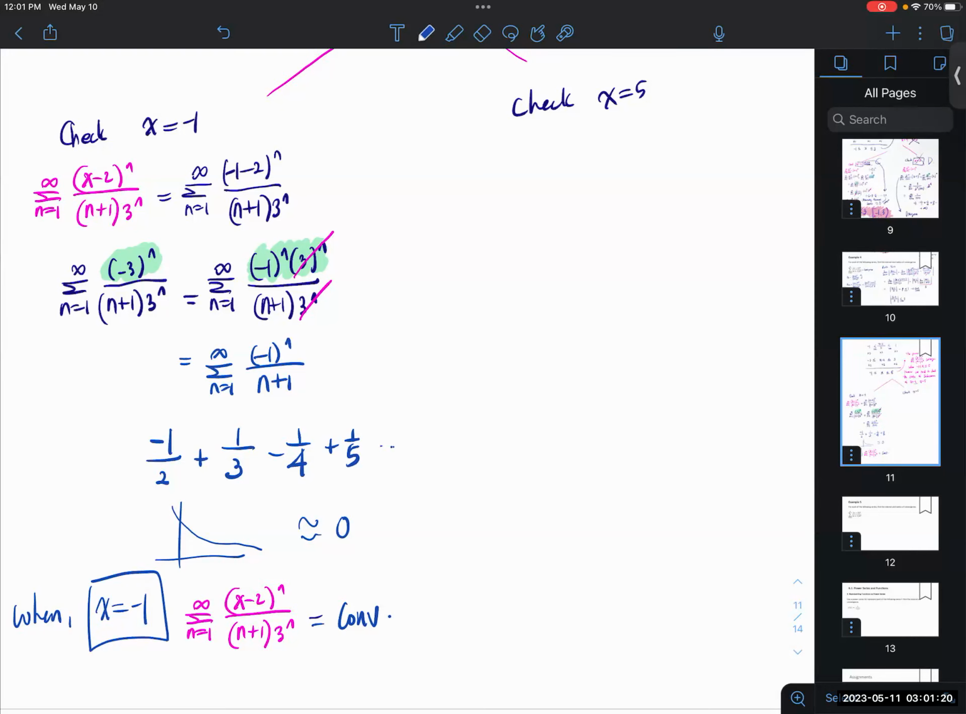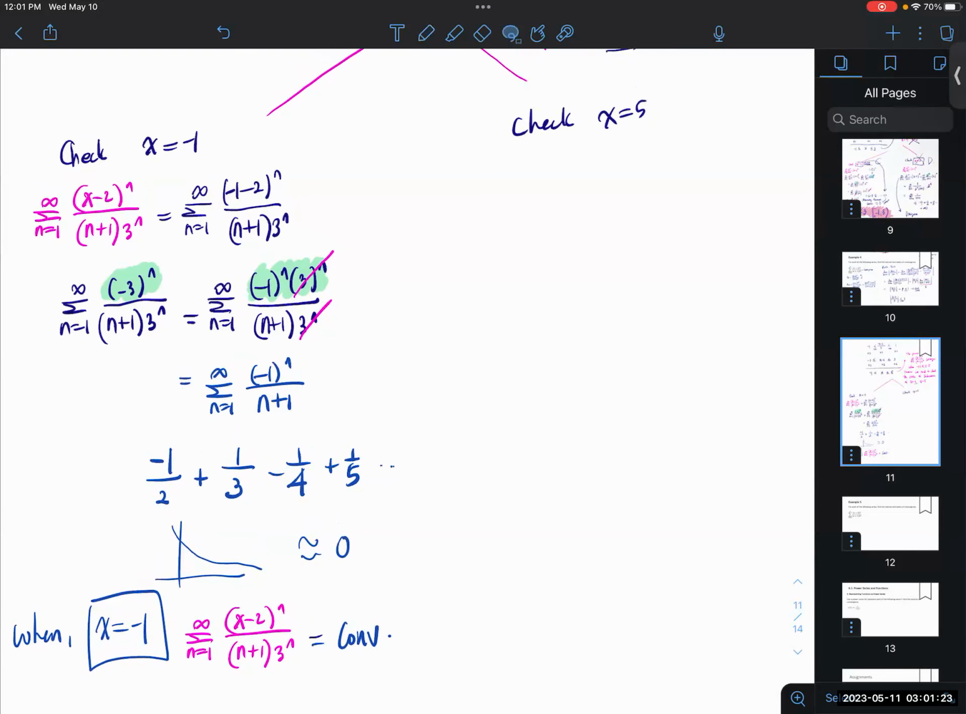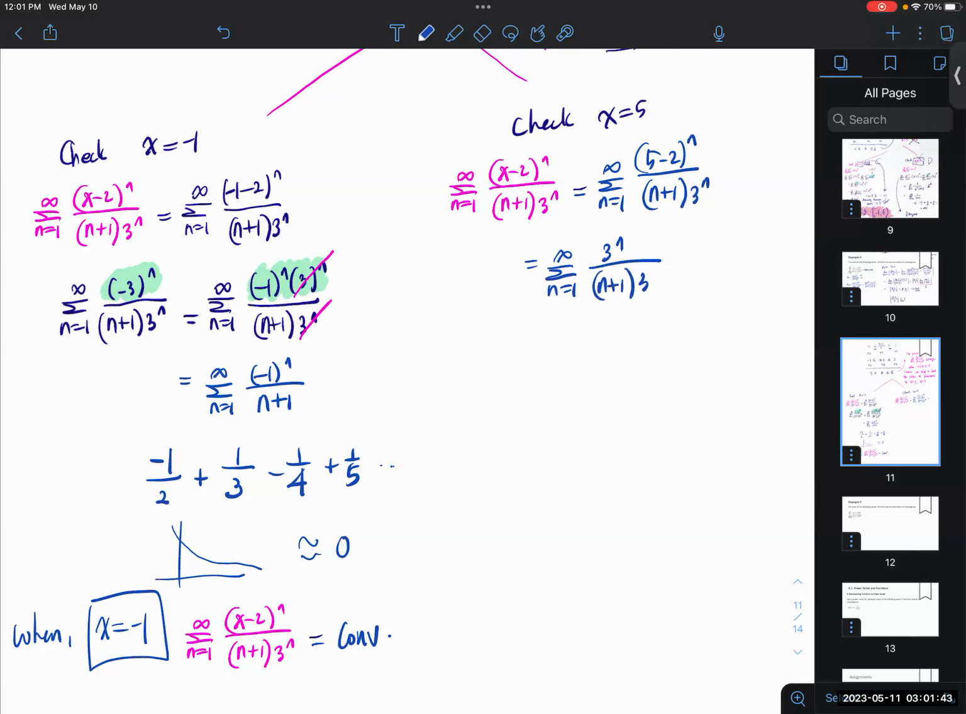Yes. Check x equal to 5. So here, I'm going to plug in 5. So (5 minus 2)^n over (n plus 1) 3^n, so 3^n over (n plus 1) 3^n. Got you, they cancel.